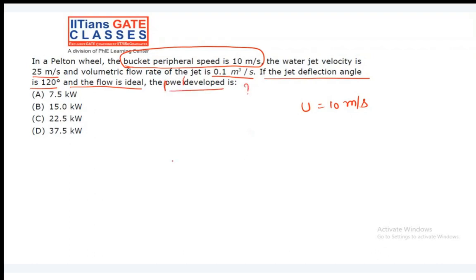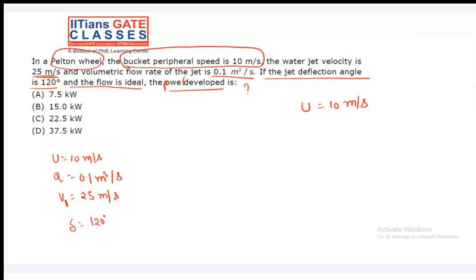So what things are given to us? Let us first write down: the u value is given as 10 meter per second, and this is all about a Pelton wheel. Then we know the discharge is 0.1 meter cube per second, and then the velocity is 25 meter per second, and this velocity is nothing but v1. Yes or no? The water jet velocity is 25 meter per second, that means the v1 value is given to us. And what more is given to us? The deflection, that is, the delta value is 120 degree.